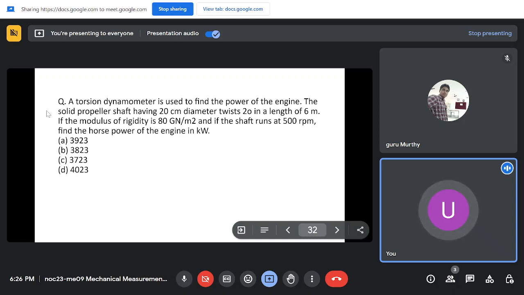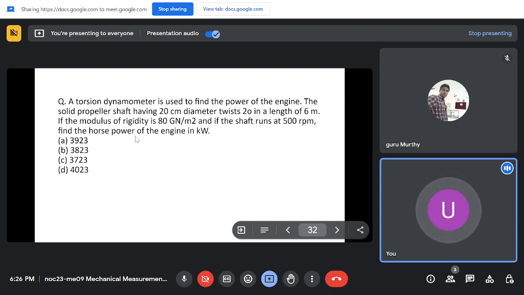Moving on, we have a torsional dynamometer which is used to find the power of the engine. The solid propeller shaft having 20 centimeter diameter twists 2 degree. Please note this is 2 degree in a length of 6 meters. If the modulus of rigidity is 80 giganewton per meter square, and the shaft runs at 500 rpm, find the horsepower of the engine in kilowatt.